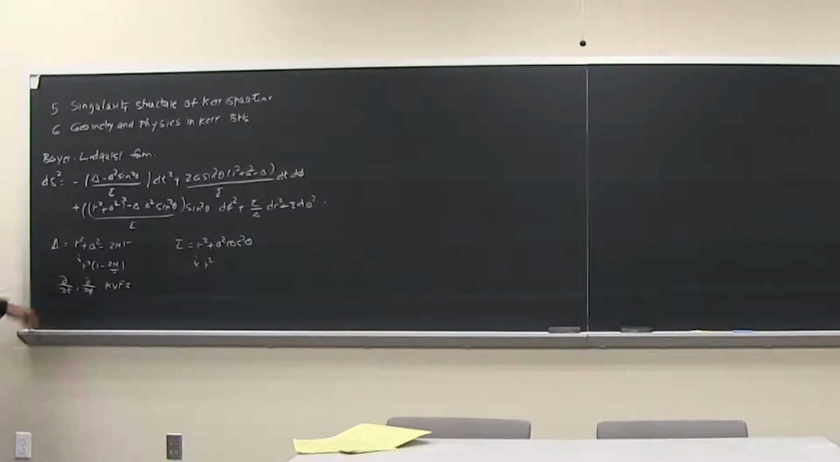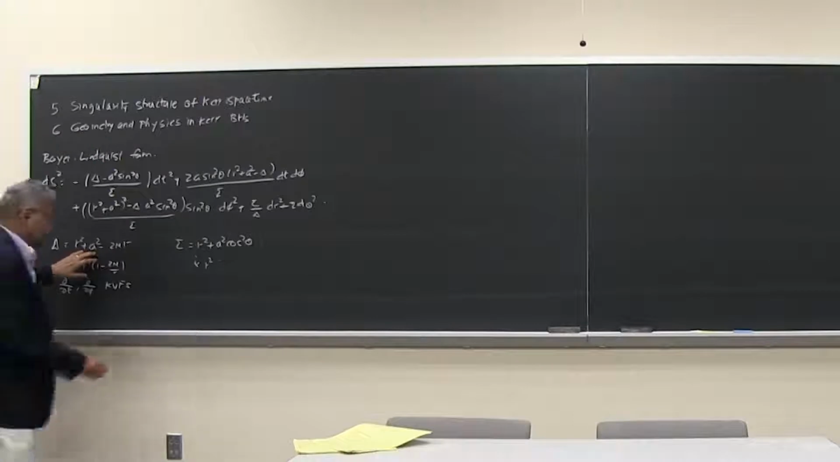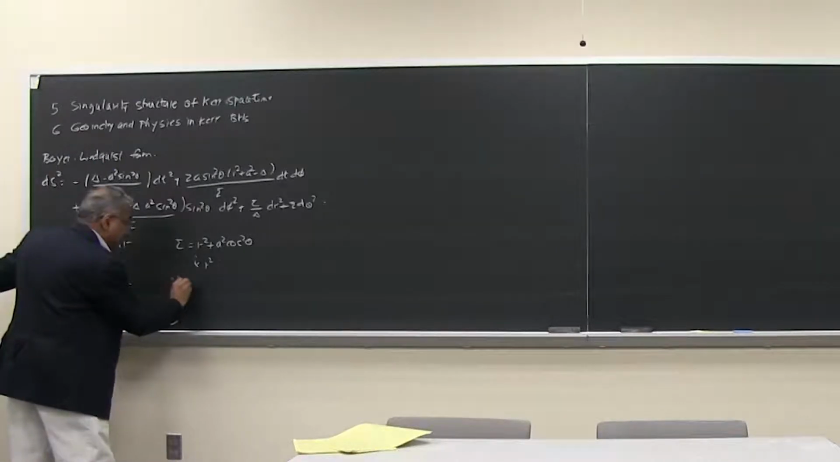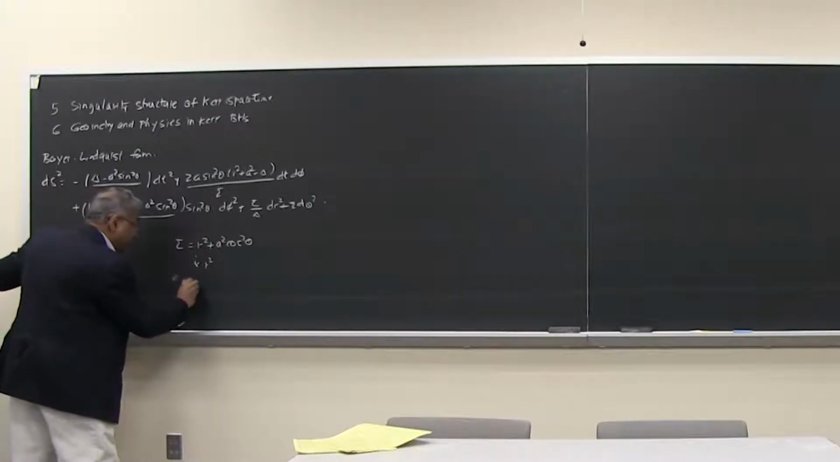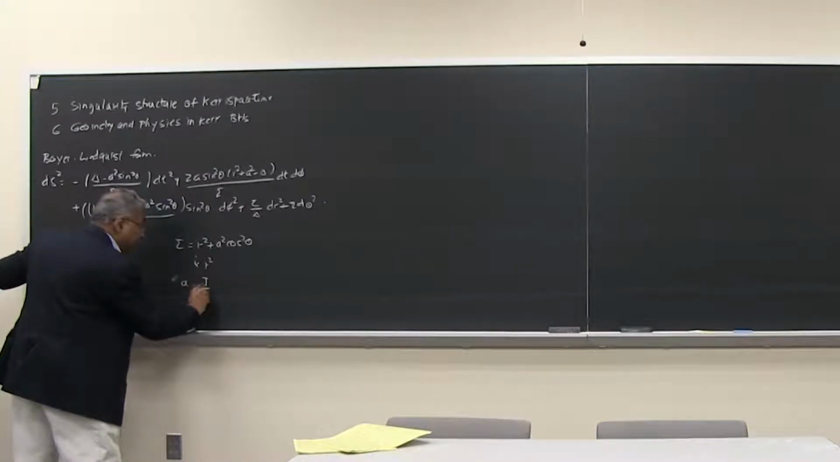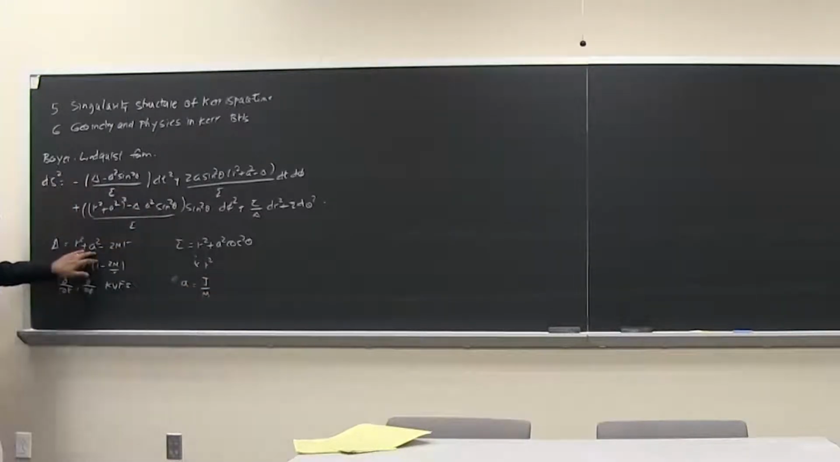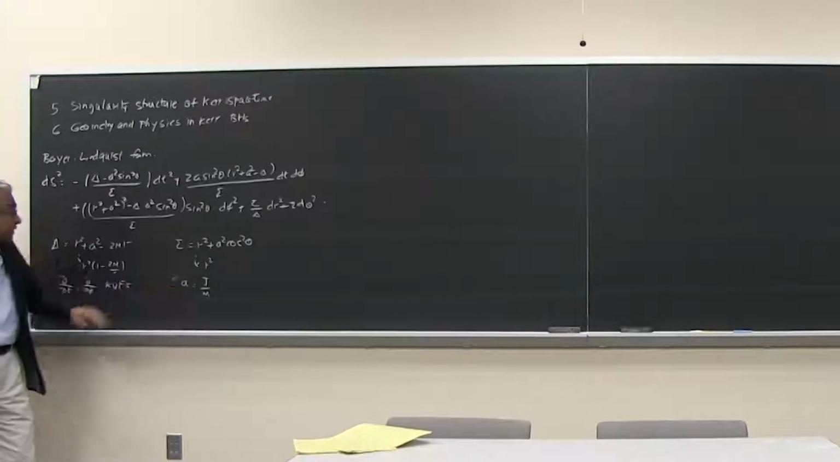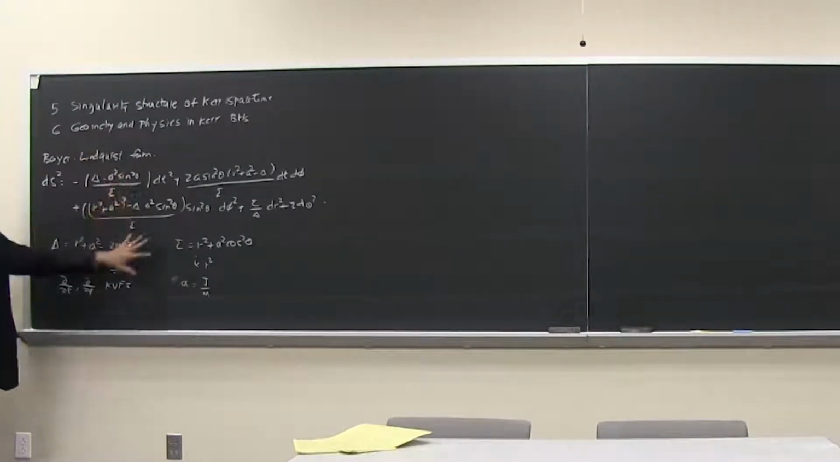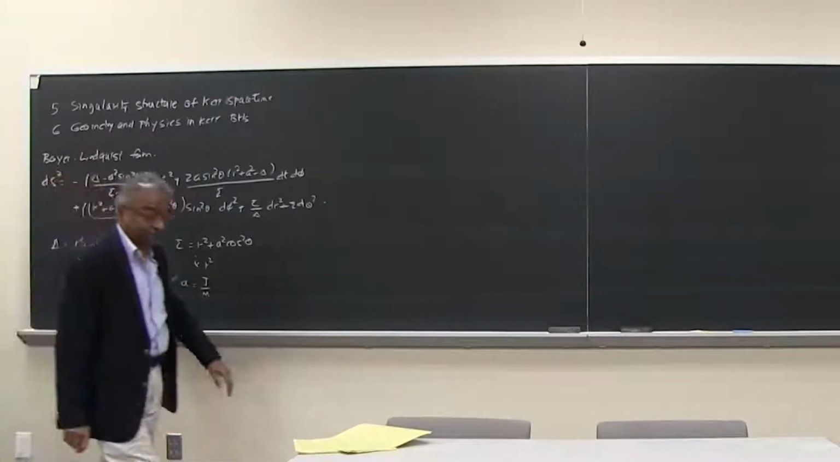Of course, a is the angular momentum parameter, and as I said ahead of time, a is going to be the angular momentum per unit mass. So as a goes to 0, we get the Schwarzschild metric from here. That's what we saw last time.